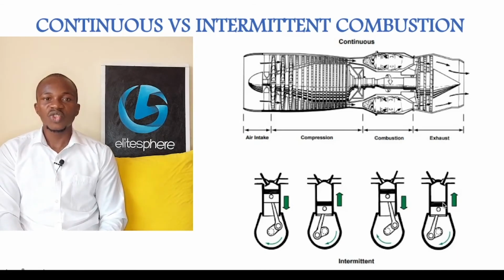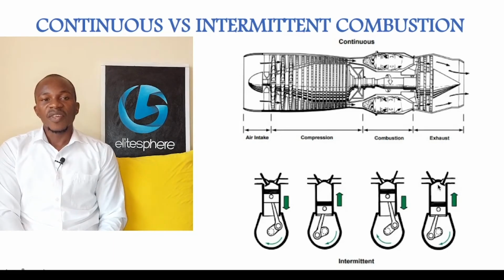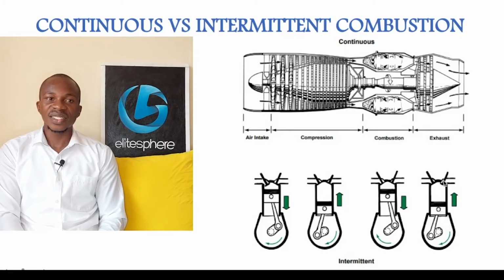Finally, we have this last stroke, which starts by the piston traveling from the bottom dead center to the top dead center, and the exhaust valve is opened. As the piston moves from the bottom dead center to the top dead center, the gases inside the cylinders are pushed outwards of the cylinder. And then the cycle starts again from the first stroke, the intake stroke, through to the exhaust stroke.